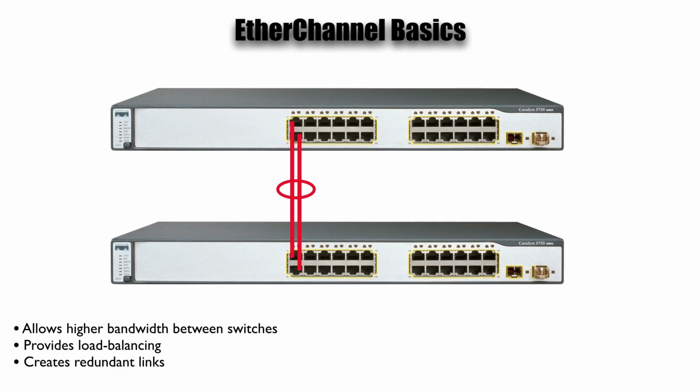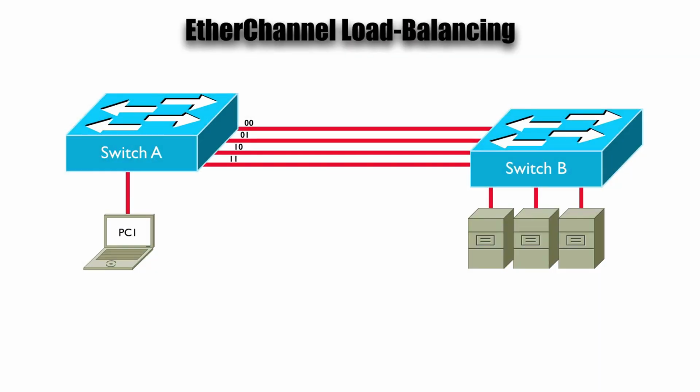The way load balancing works, however, is often misunderstood. Let's talk a bit more about how load balancing really works with EtherChannel. Many times when people are first introduced to EtherChannel, they visualize something like this. They imagine that maybe we've got a server farm hanging off of switch B, and I've got 4 physical connections, 4 Fast Ethernet connections perhaps, between switches A and B. Well, the thought might be when I'm sending traffic to these different servers, I'm going to be load balancing. I'm going to be using different physical paths between switches A and B.